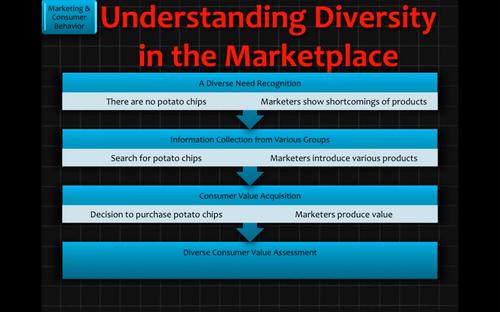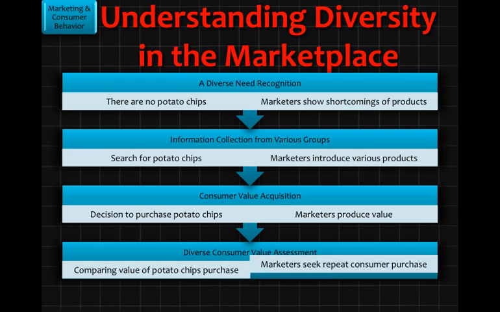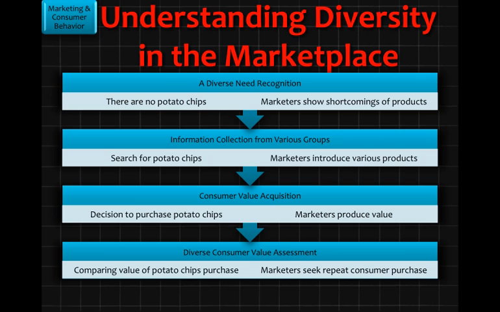You, on the other hand, as the consumer, the diverse consumer, will value through assessment whether or not you will make another purchase again. So you'll compare potato chips for your next purchase, and marketers will hope to get a repeat consumer out of you. So this is just another way to look at how business and diversity dissect one another, and how important it would be for marketers to have a lot of information about people in order to help produce products and services that people would want.